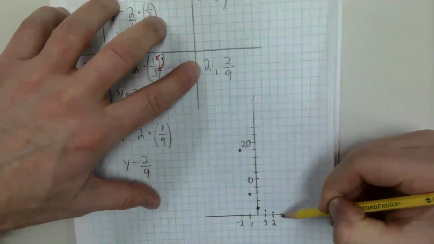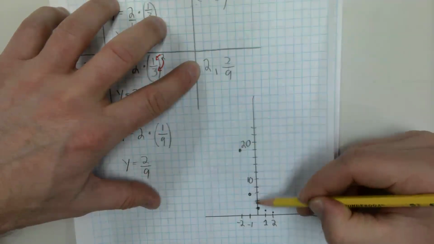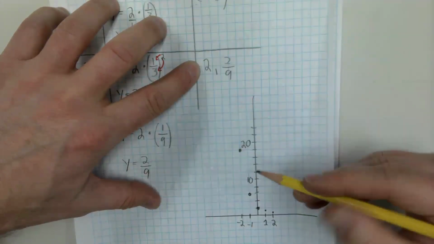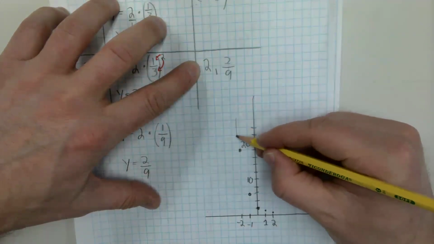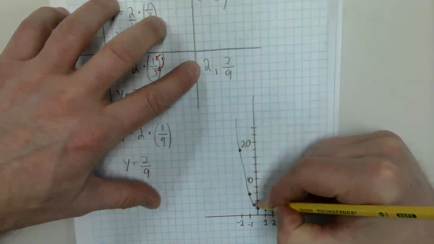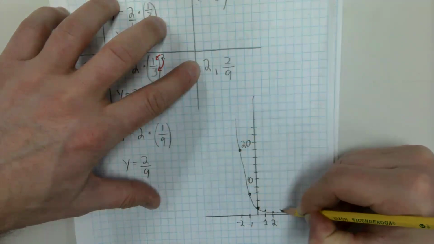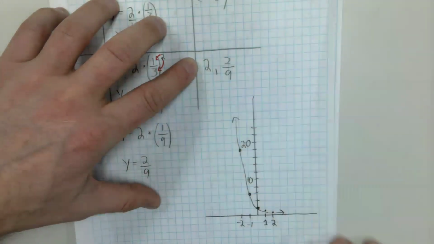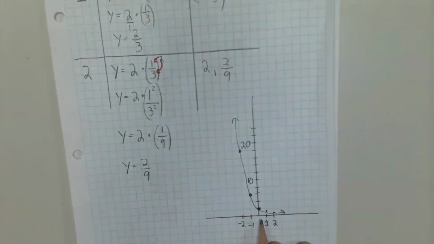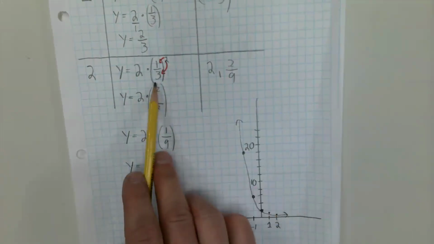This is an exponential decay. So here's our first example of it going in the opposite direction. Here we're actually starting high and ending low. And that is a characteristic of an exponential function where the base is less than 1.